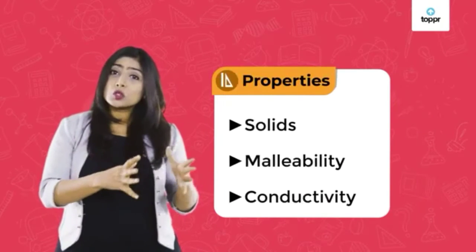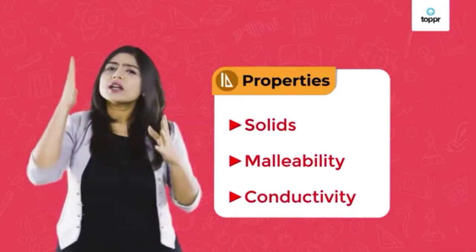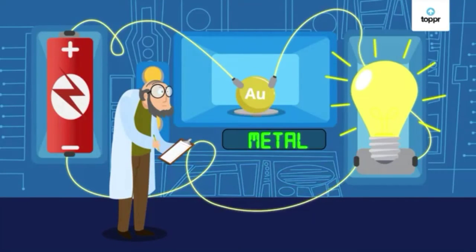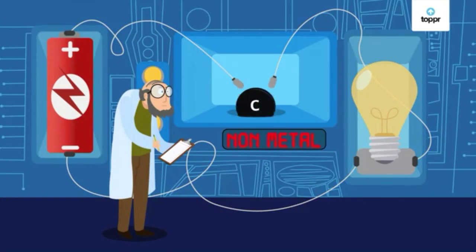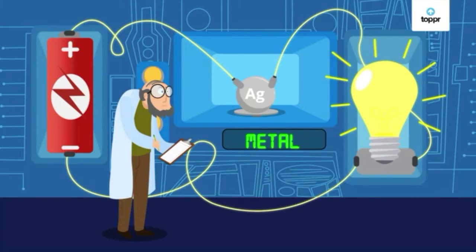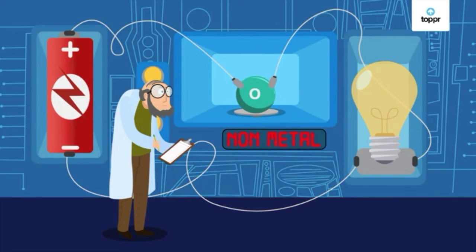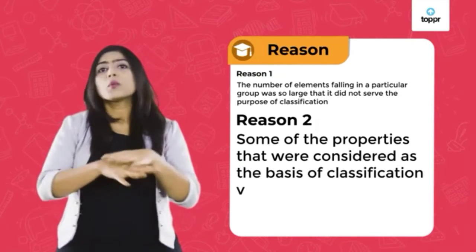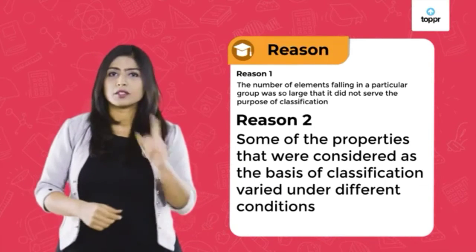The properties that were used to classify elements did not draw a clear line of division. For example, conductivity was one of the properties considered for classifying things as metals and non-metals. Elements that were good conductors of electricity were called metals, whereas elements that were poor conductors of electricity were called non-metals under normal conditions. But when the element lead was considered, scientists found out that it is a metal but does not conduct electricity as easily as other metals do. Now they were confused. So the properties that were considered as the basis of classification varied under different conditions.